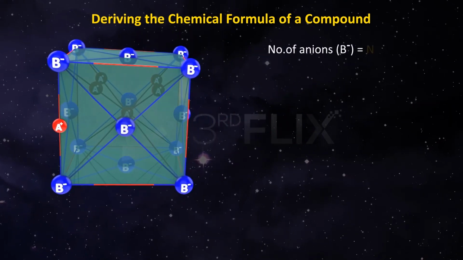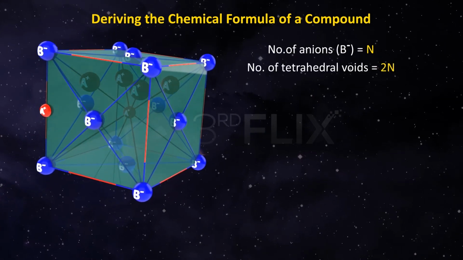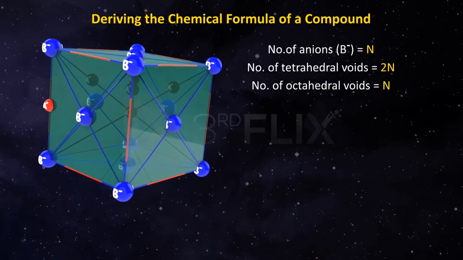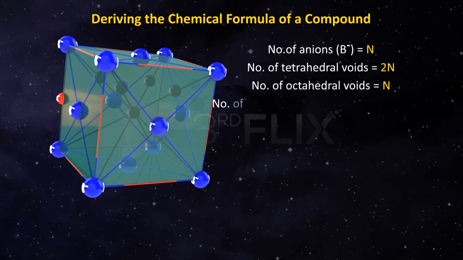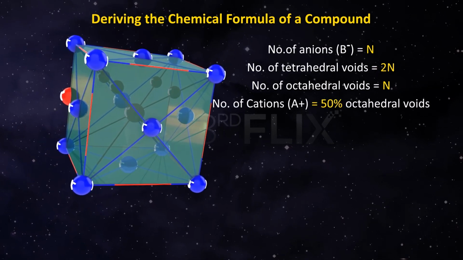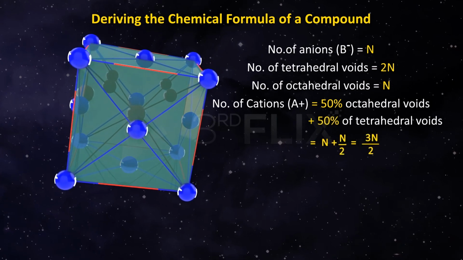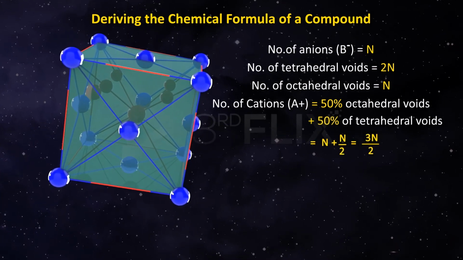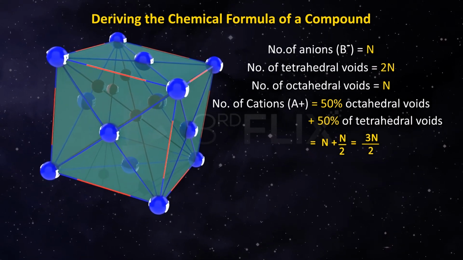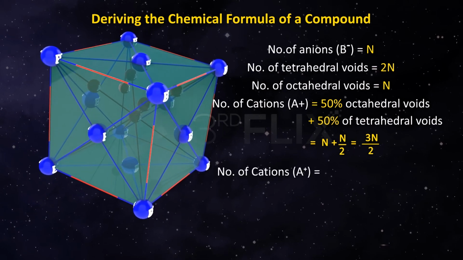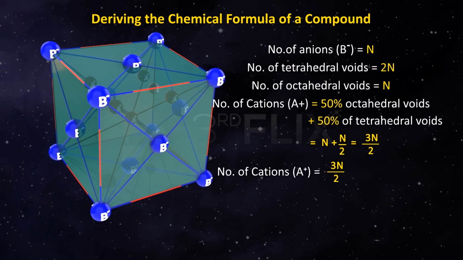So if the number of anions B is n, then the number of available tetrahedral voids is equal to 2n, and the number of available octahedral voids is n. Cations A occupy 50% of the octahedral voids. That is, cations A are present in n/2 octahedral voids. Also, cations A occupy 50% of the tetrahedral voids, that is, cations A are present in 2n/2 tetrahedral voids.